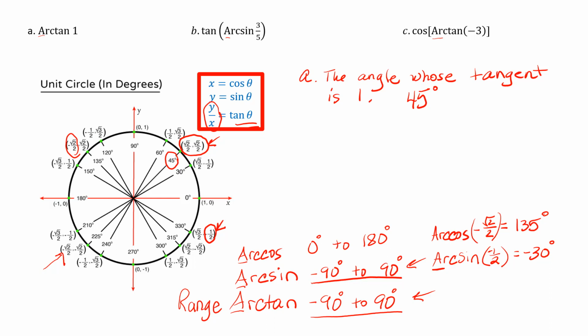All right, so part A involves the unit circle. Part B and C do not involve the unit circle because the angle whose sine is 3/5 is not something we have memorized on the unit circle, and the angle whose tangent is -3 is not on the unit circle either. So we have to use a different way for those particular problems.